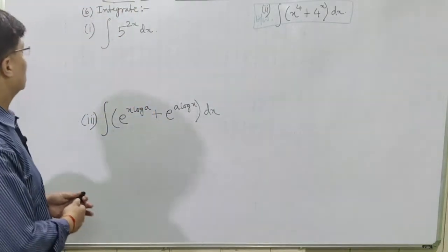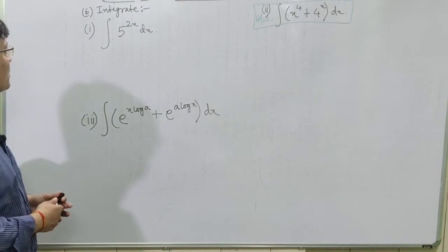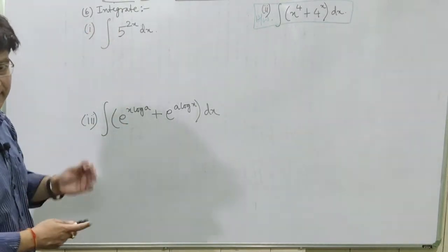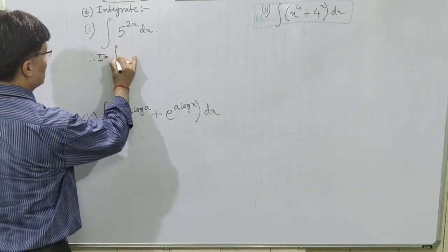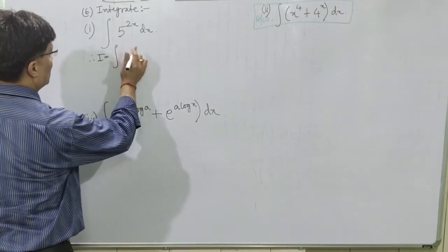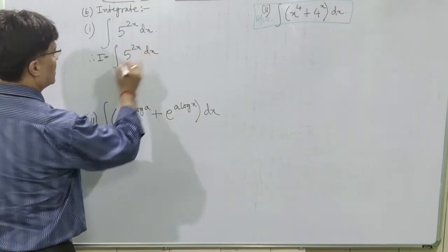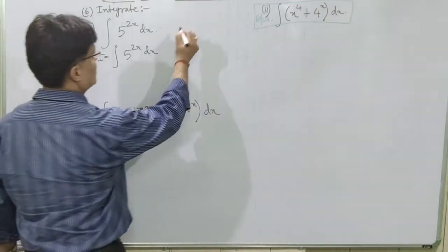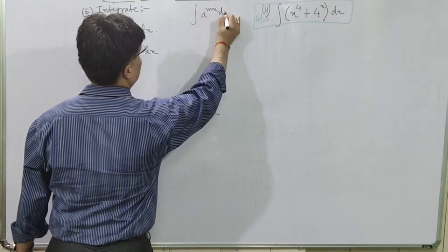So now we'll do the next problem, that is question number 6. You have to integrate. So number 1 is integration of 5 to the power 2x dx. Okay, let us do this one. So therefore I is equal to integration of 5 to the power 2x dx. So it is just like your integration of a to the power mx dx, isn't it? This is integration of a to the power mx dx.